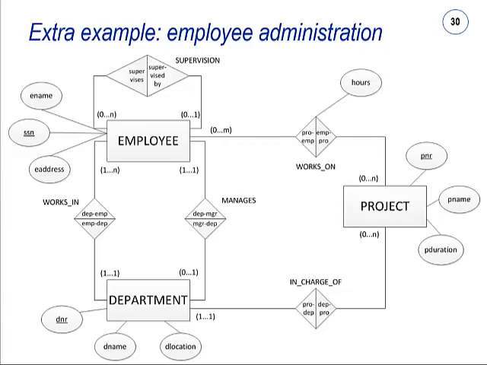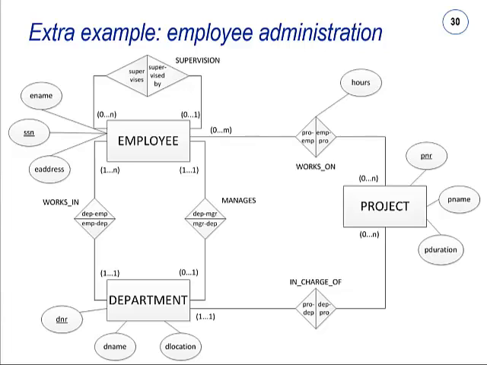Another example of a temporal rule. An employee cannot return to a department of which he or she was previously the manager. That's another temporal rule. So any aspect related to time cannot be captured in this ER model. Another drawback of ER is that it cannot enforce integrity rules that span multiple relationship types.